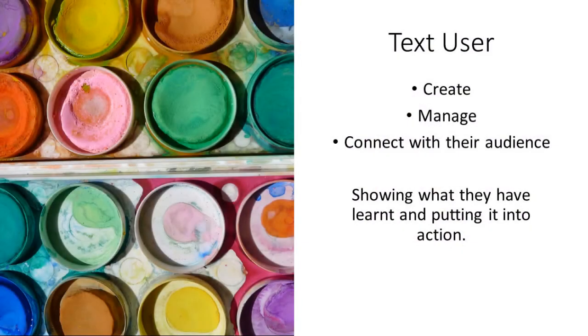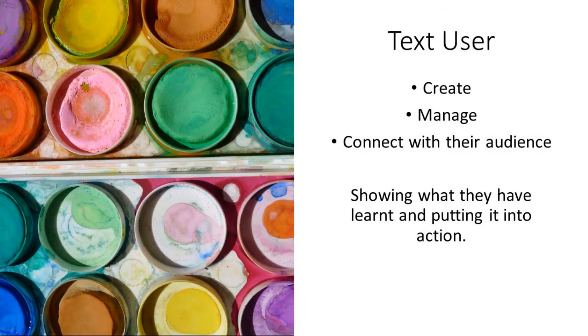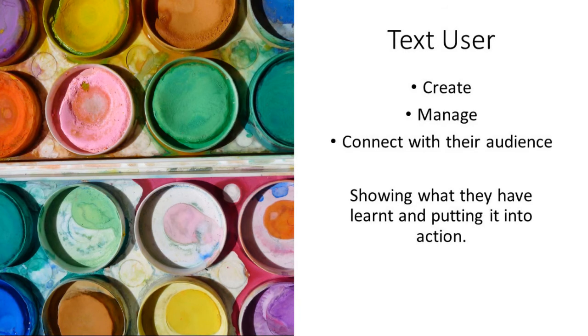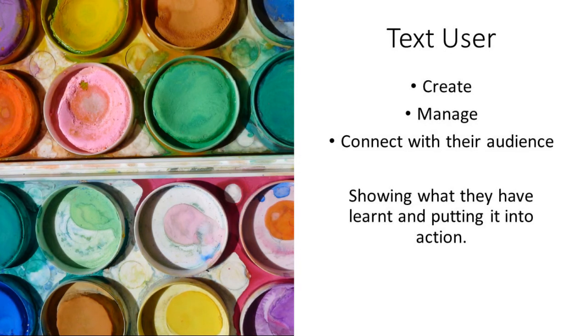The fourth role of the 4 resources model we will look at is the text user. The text user is about being able to put what you've learnt from all the other roles into action. In relation to an article, they're creating a piece of work, managing who they're wanting the audience to be and what they want the audience to think, and then being able to make a connection.